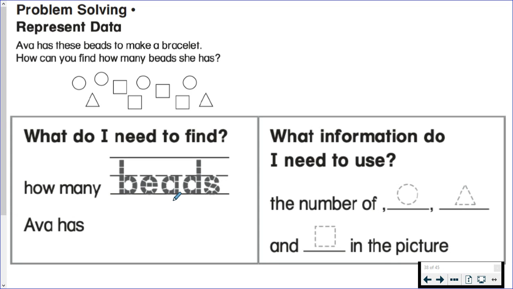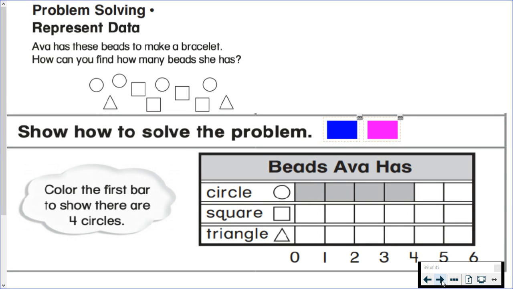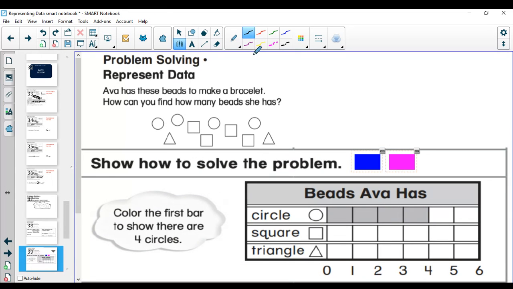So first of all, what do we need to find? We need to find how many beads. So write this down. Complete sentence, pause it if you need to. How many beads Ava has, or I need to find how many beads Ava has, period. What information do I need to use? The number of circles, triangles, and squares in the picture. Now we're going to show on a picture graph just what she has.